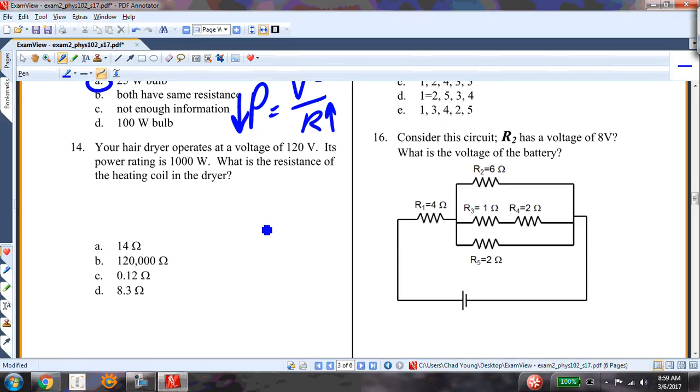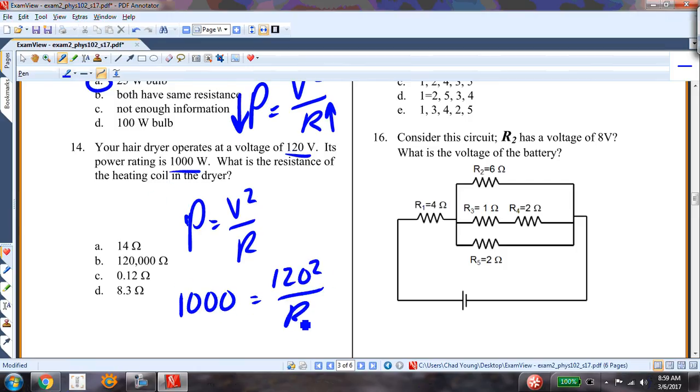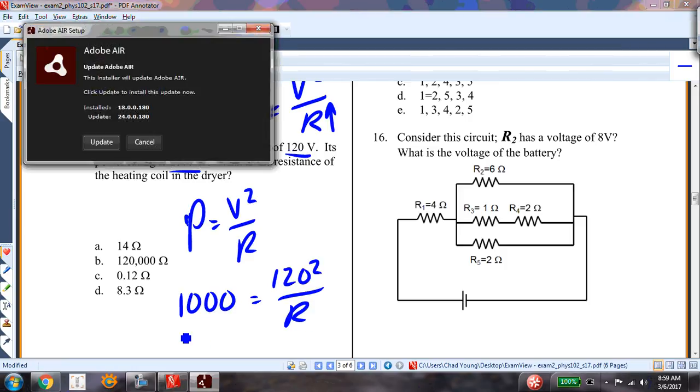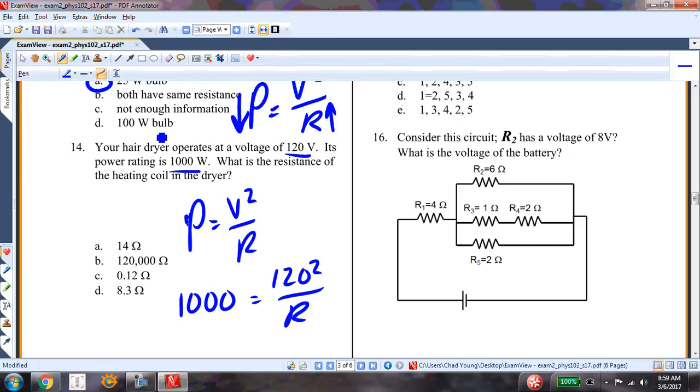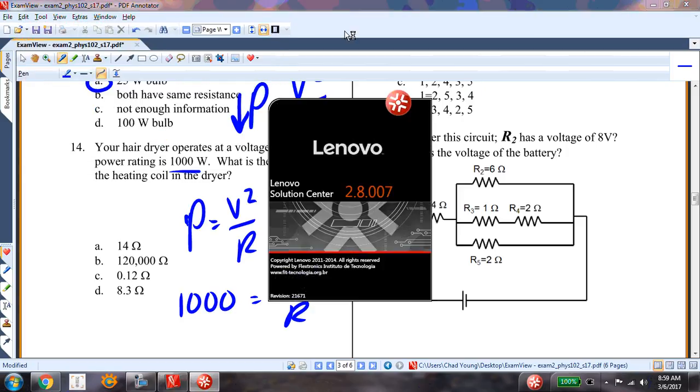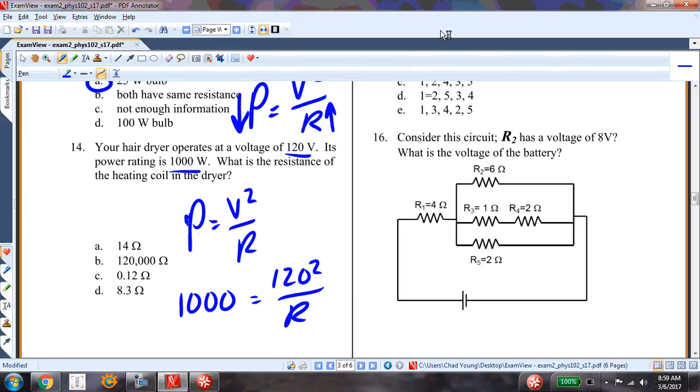What is the resistance of this heating coil? Well, just write this. P is equal to V squared over R. I have my voltage, my power. I just want to solve for resistance. So R is 120 squared over 1,000. That's 14.4, A.